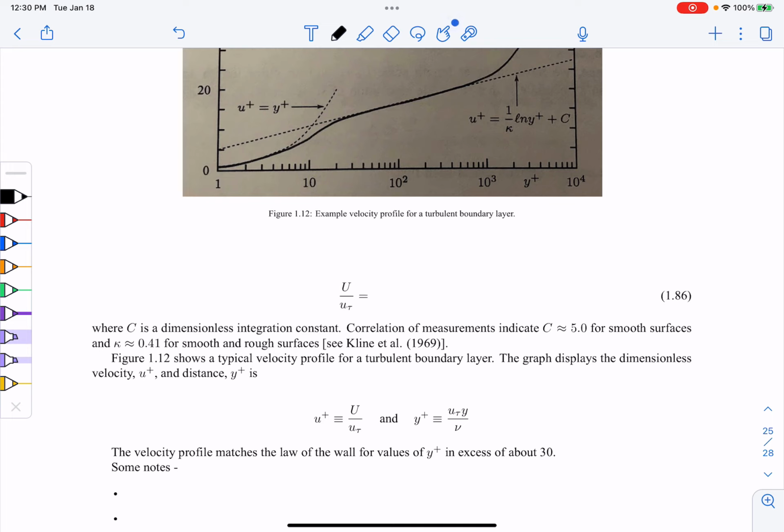Oops, yeah, my page is mixed up. Did I skip a page? Oh, I'm sorry, I went too far down.